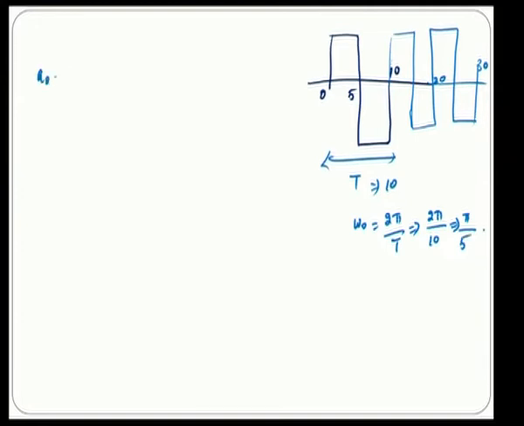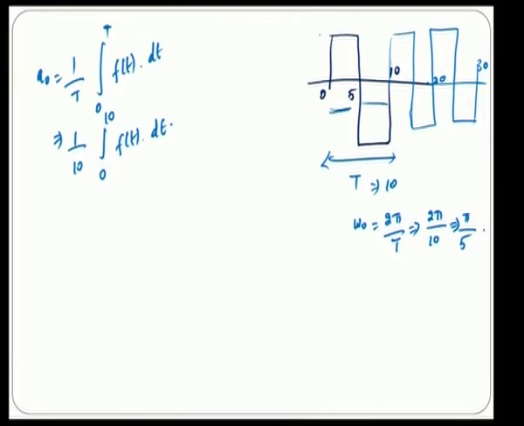So, a naught is equal to 1 by T integral 0 to T, f of t into dt. So, the 1 by T value is 1 by 10, and the integral is 0 to 10 of f of t dt. If you have a continuous signal for 0 to 10 as f of t, you can put it as 1, but here we have two kinds of representation, right? One is plus 1, another one is minus 1. So, we have to split the integral.